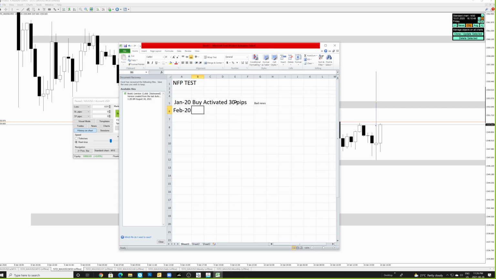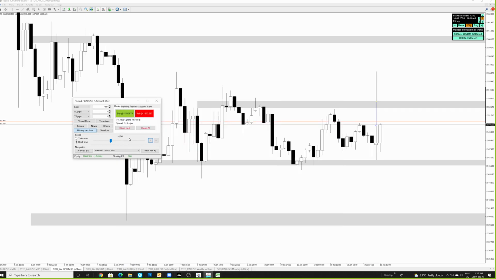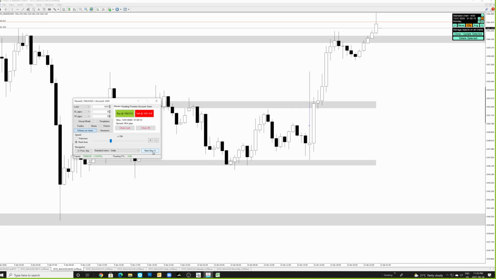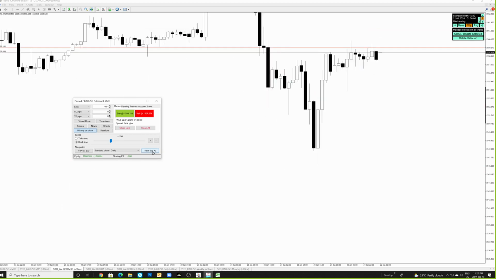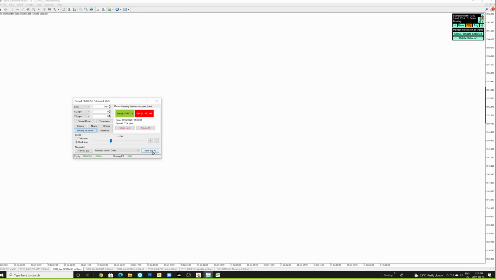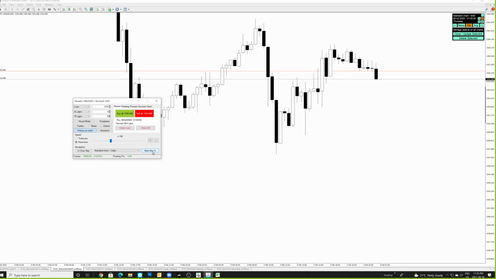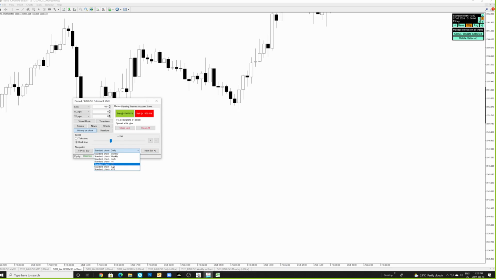Did we also write pips? 30 pips, okay. Does this take account of slippage? Yes, there will be slippage if there is any slippage. Okay, so let's move on to February. So it's February 7th. 6th, 7th. We have the 7th.